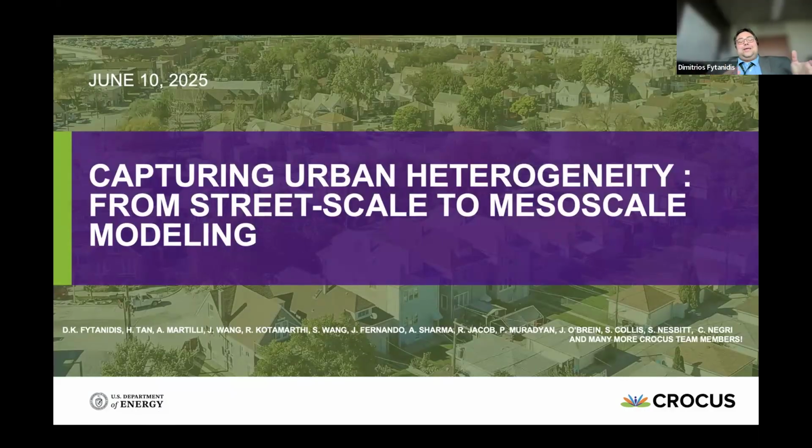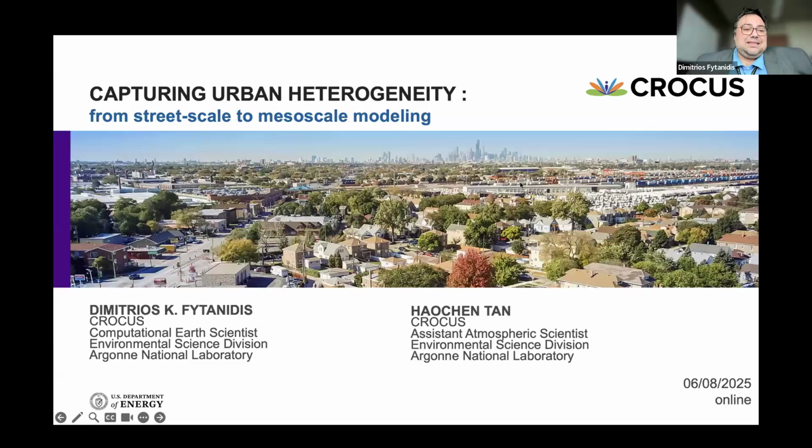Today, as Paula said, we're going to give you a little bit of an overview of our high resolution modeling efforts on capturing the urban heterogeneity from street scale to mesoscale modeling. This is part of efforts that many more CROCUS members are involved in, but as Paula said, I will present the high fidelity, meter scale resolution modeling, and Haochen will continue with the mesoscale modeling for the city of Chicago.